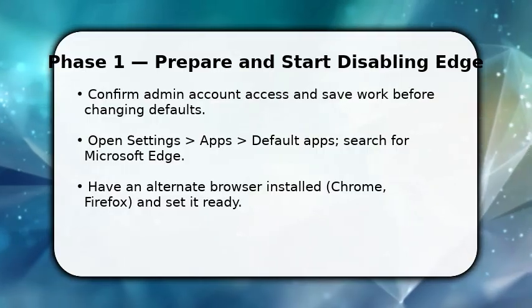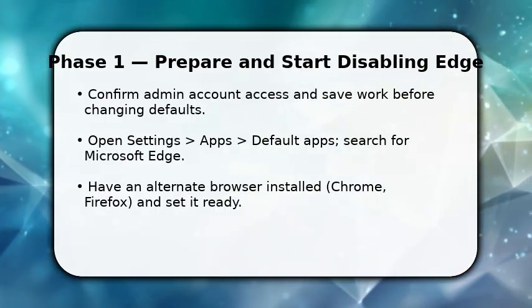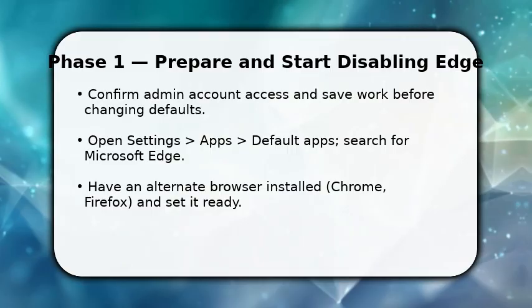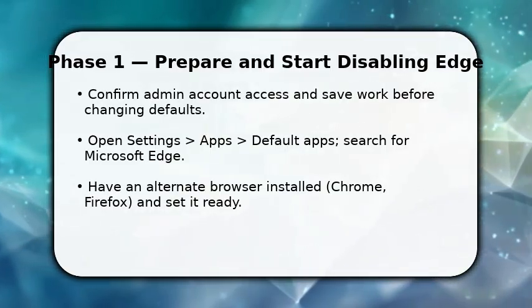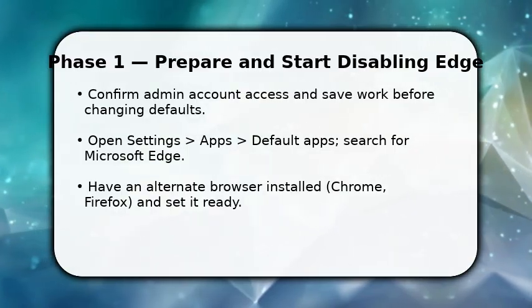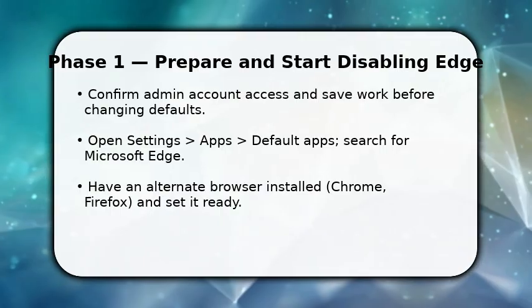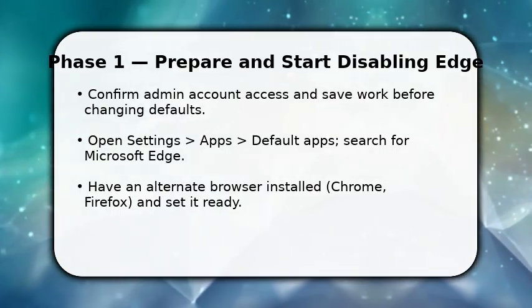You start by ensuring you have admin rights and a backup browser installed, because changing defaults requires permission. Open Settings, go to Apps, then Default Apps, and locate Microsoft Edge. This is where the simplest disable steps begin. Once done, make sure to change the default browser to your alternate choice so file associations won't revert.